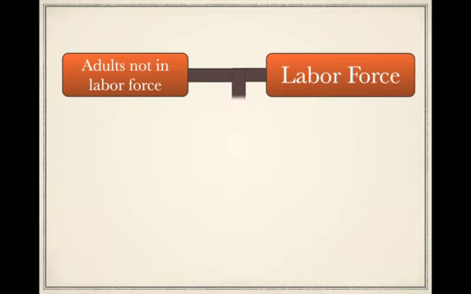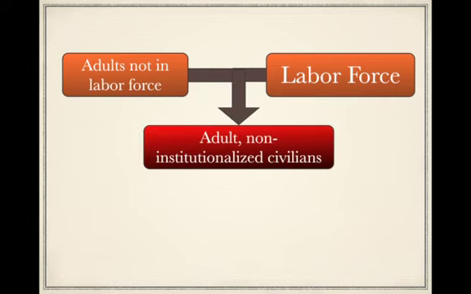And so these two groups combined would be what we call the adult civilian non-institutionalized population. In class, I oftentimes will abbreviate this as ACNIP, the adult civilian non-institutionalized population. So we have adults not in the labor force, and we have the labor force. And the labor force itself splits into the unemployed and the employed.